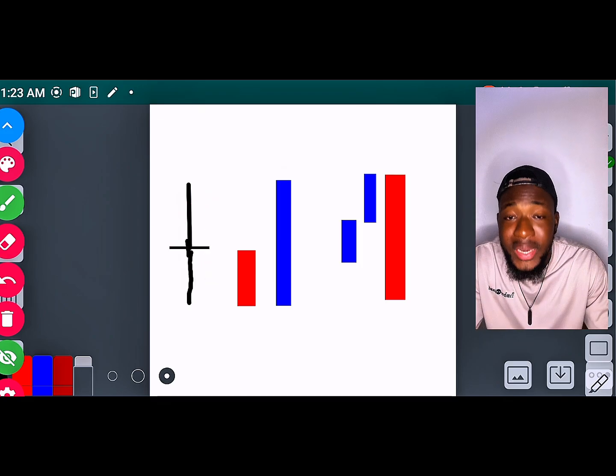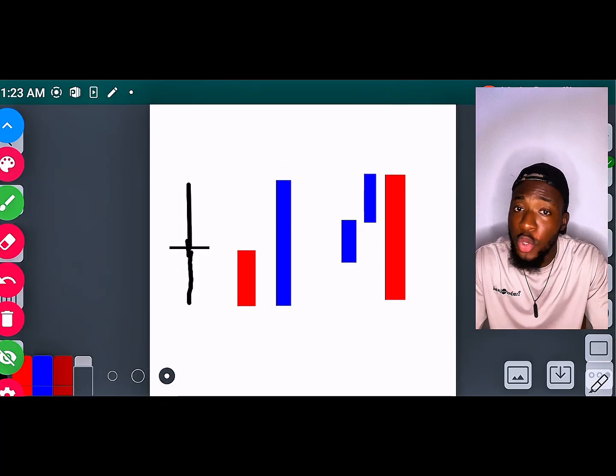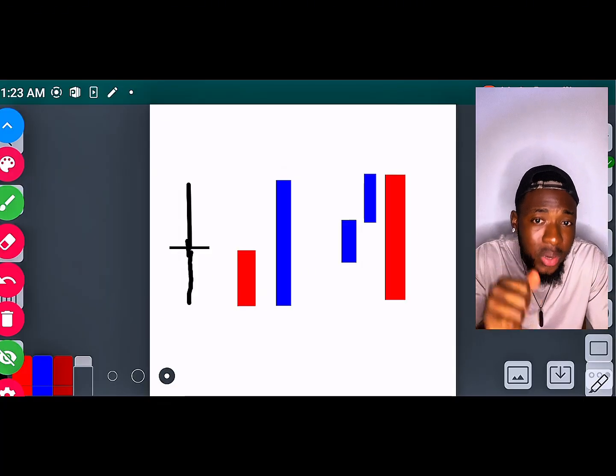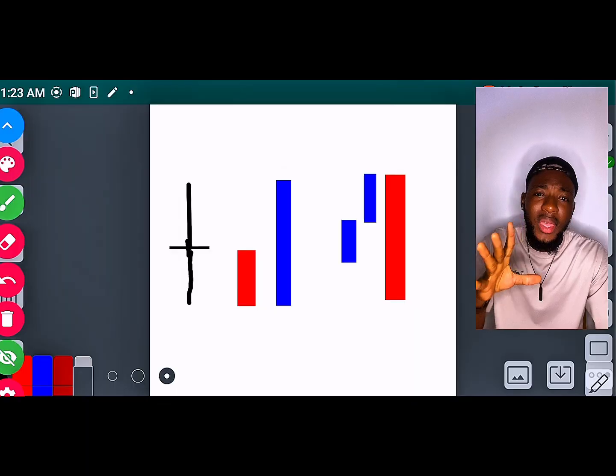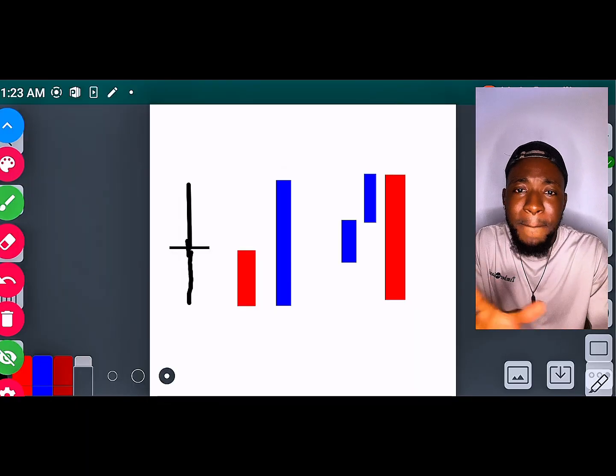That is showing you that they are what? Dragging power. They are dragging momentum. None of them is stronger than the other. So it's indecision in the market. So when you see it, it's telling you that here they're actually fighting. There is nothing peculiar happening.